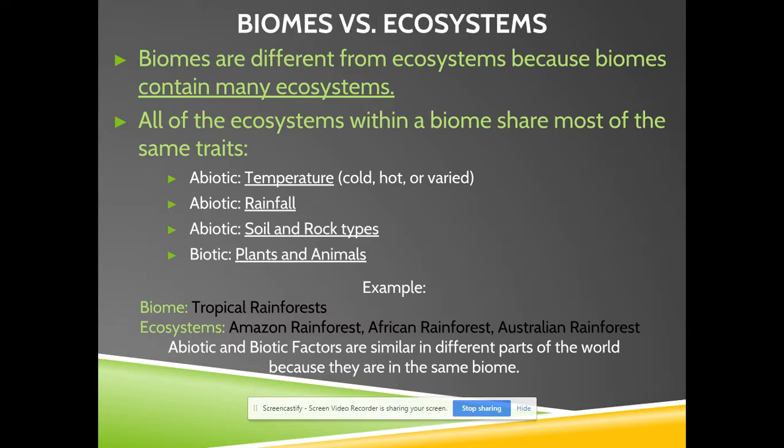The plants and animals and the amount of rainfall and type of soil that's in these rainforests in South America and Africa and Australia are all very similar. So because they have similar traits in these different locations, these 3 ecosystems fall under the same type of biome of tropical rainforest.